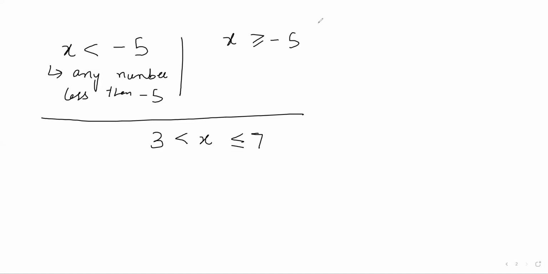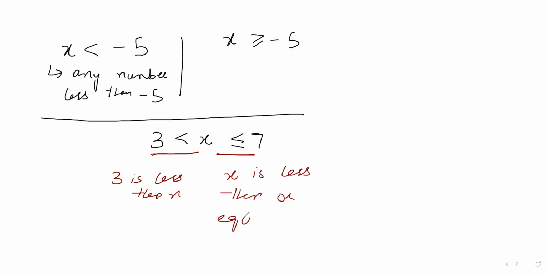If we have an inequality like this, 3 is less than x less than or equal to 7, what does it mean? It means that x is greater than 3, but less than or equal to 7. So it can be 4, 5, 6, or 7. This part means that 3 is less than x, and this part means that x is less than or equal to 7. Now, can we represent this inequality on a number line?